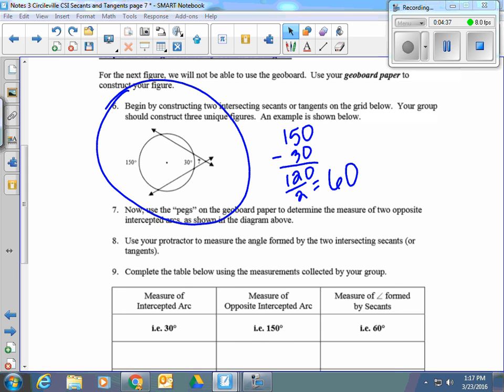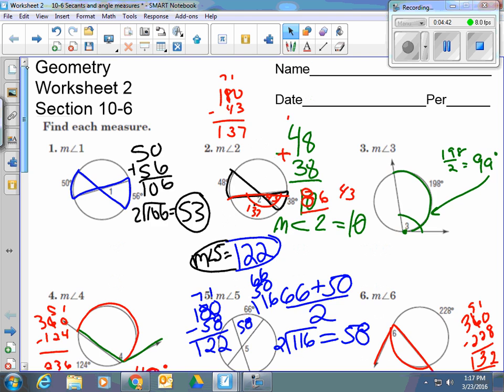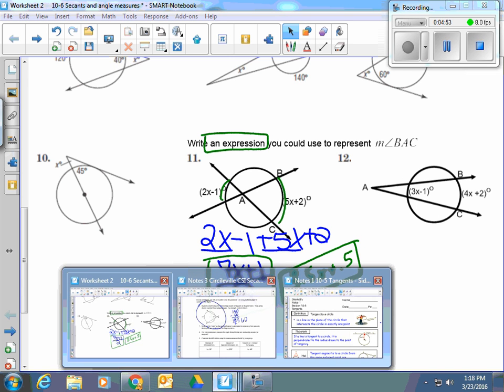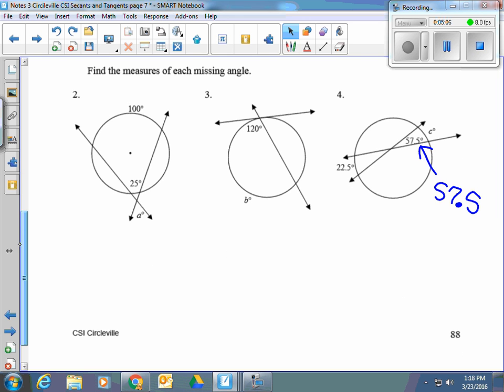Okay, so here's the first thing I need you to know. On worksheet 2 from yesterday, we only had about 4 or 5 problems left. That's the first part of your homework, to finish those problems. The second part is the other white paper you got today. It asks you to write all the possible ways that 90 degrees can be formed using a circle: chords, secants, tangents.